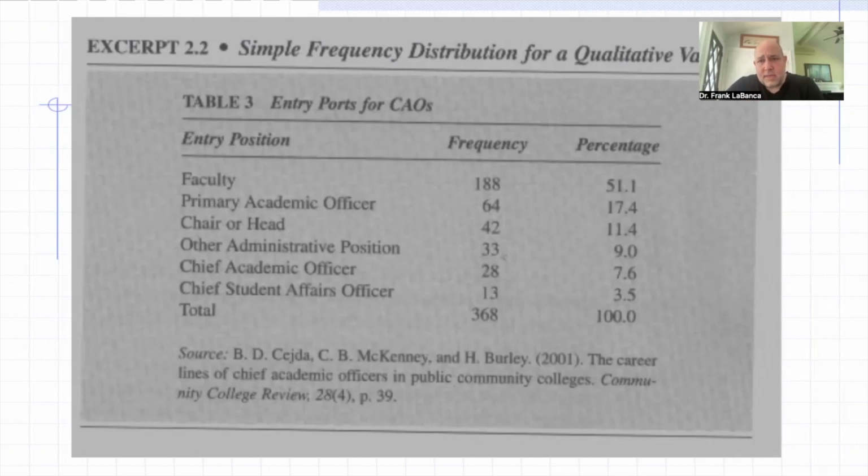And so in this table, the way it's set up, you can see that there are entry positions listed here for someone to become a chief academic officer. That's the idea here. And so do they come from faculty or where do they come from to get it? And so the frequency is just the N, or the number of times that event happens, and then the percentage turns that into a relative number.